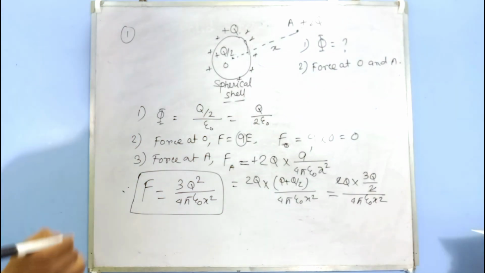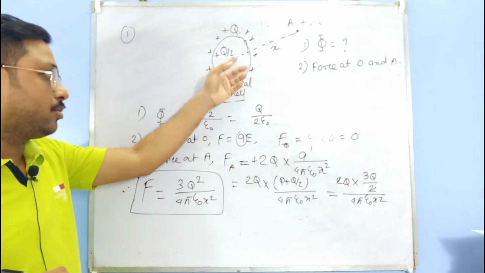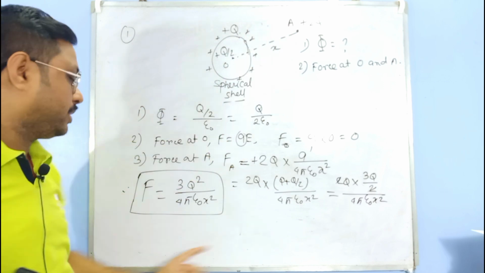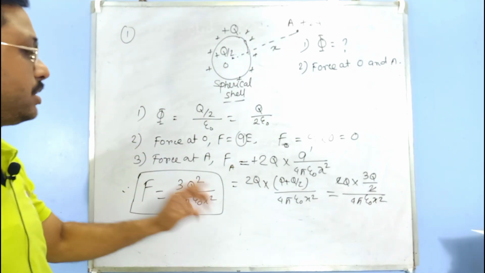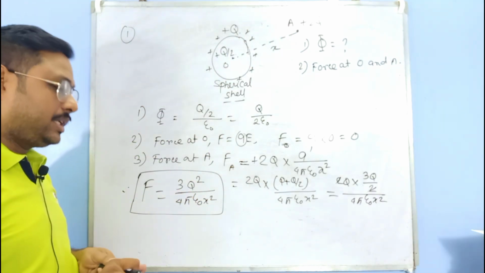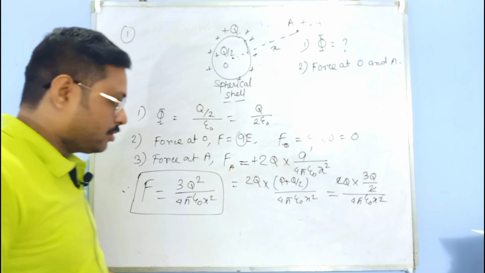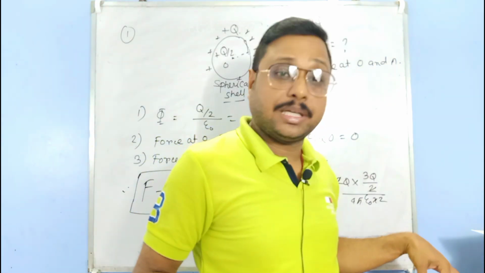So the force at O is 0 and the force at 2q is 3q square by 4 pi epsilon naught x square. This type of problem will be given in your upcoming exam.